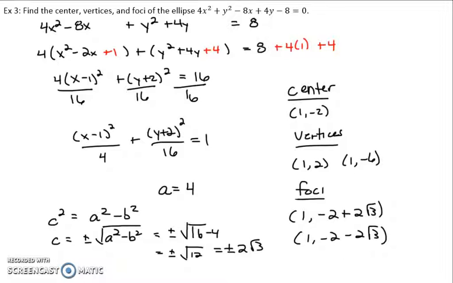So a and b tell us how far we are from the center to our vertices on our major and minor axes, and c is going to give us how many spots we are to get from the center to our focus. So that's going to do it for this video.